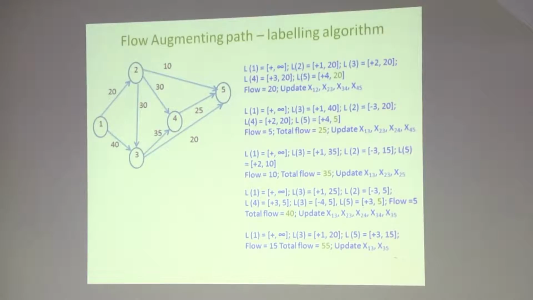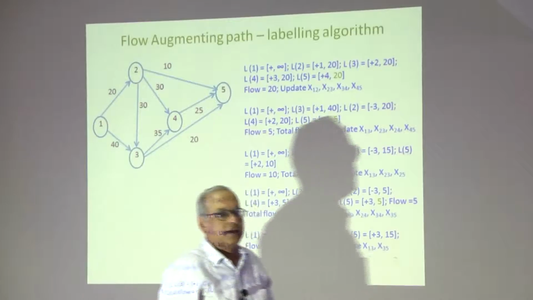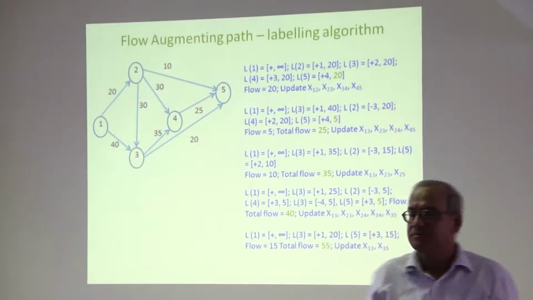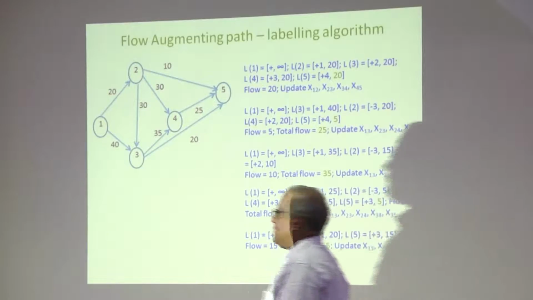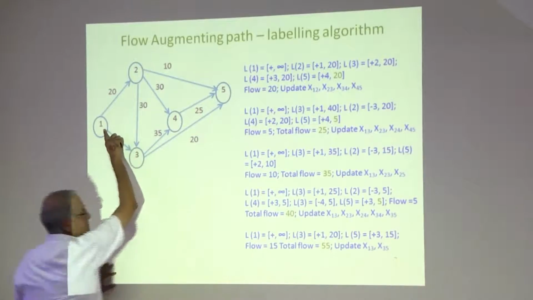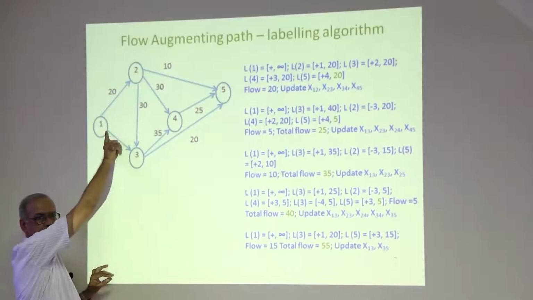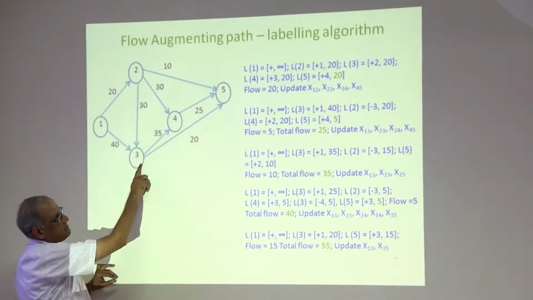So from 3 you check again. I can go to 4, I can go to 5. So I do 1, 2, 3, 4, 5 with 20 and I update the flow. Now L1 is plus infinity. 1 to 2 I cannot go because it is full. So I go from 1 to 3.